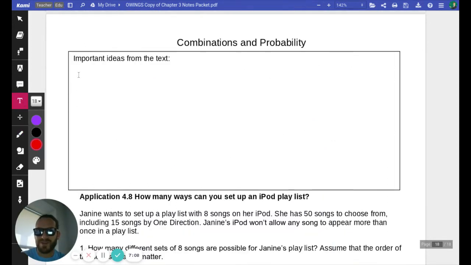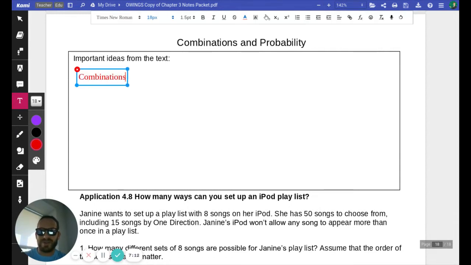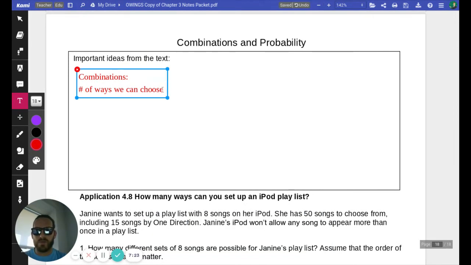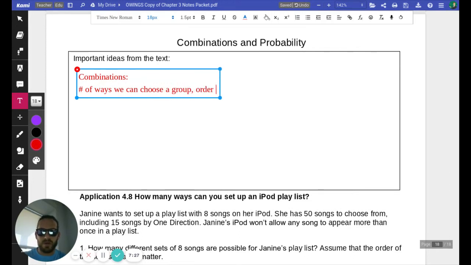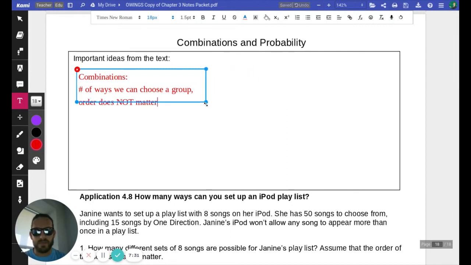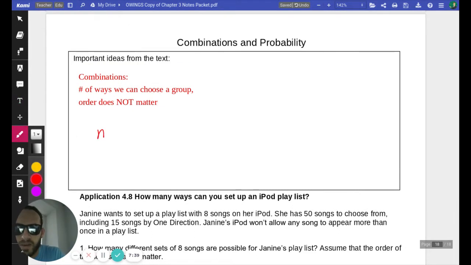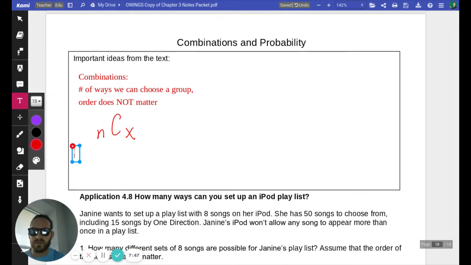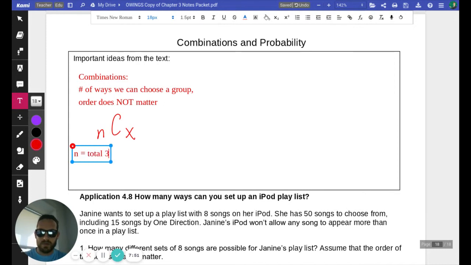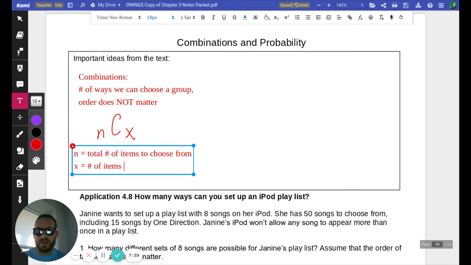We'll wrap up with our important ideas from the text, and we're going to start with combinations. A combination is the number of ways we can choose a group where order does not matter. Just like permutations, we have a formula that we're going to use there. It'll be n choose x, where n is the total number of items that we have to choose from, and x is the number of items you choose. And again, order does not matter there.